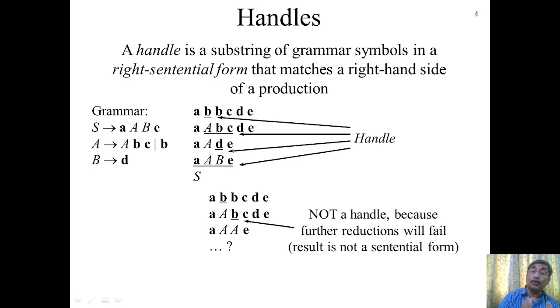I want to substitute only that substring that has two properties. The first property is simple: it has to appear in the right hand side of some production rule, but that is not sufficient, that is necessary. The other condition, which is the sufficient condition, is that once I replace that right hand side substring by the corresponding left hand side, whatever I get is the sentential form that was one step backward in the rightmost derivation of the same sentential form, right?